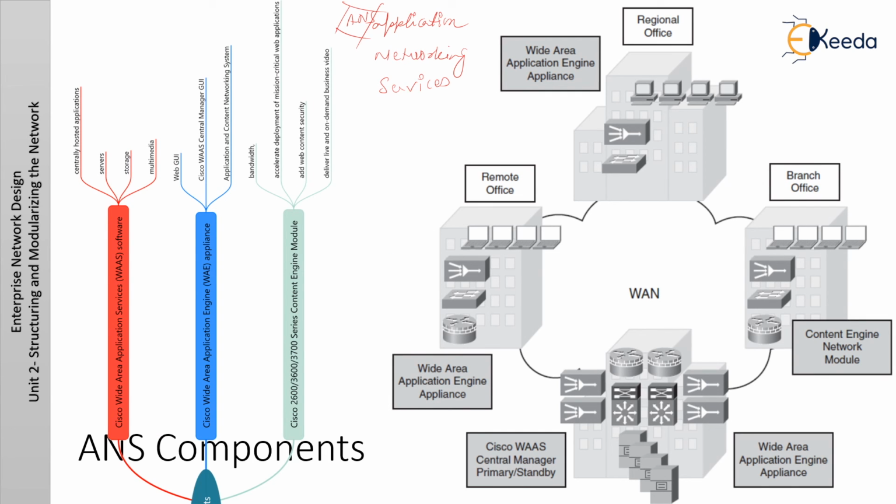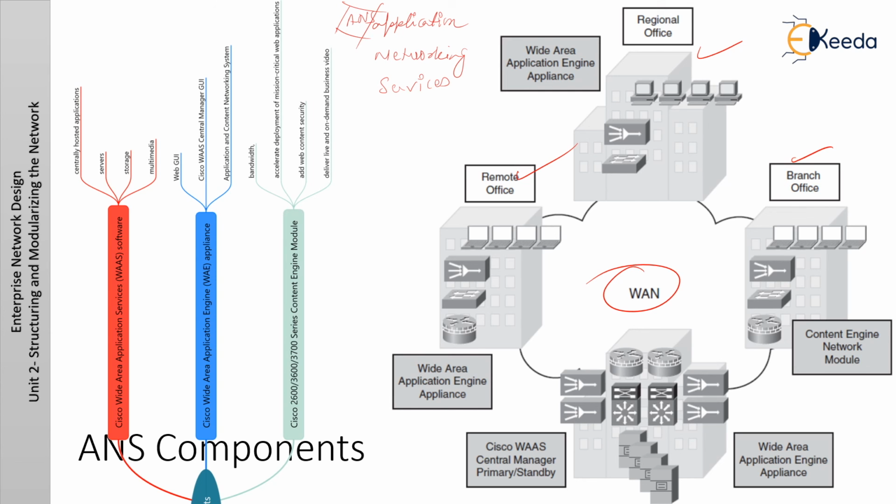So let us now discuss ANS components. There may be question in your examination like, discuss different ANS components. So in this particular figure, we are able to see the example of ANS deployed in office, connected over a wide area network, providing LAN-like performance to users in the branch, regional, and remote offices. Okay, these are the different offices, and this is the WAN. Fine.